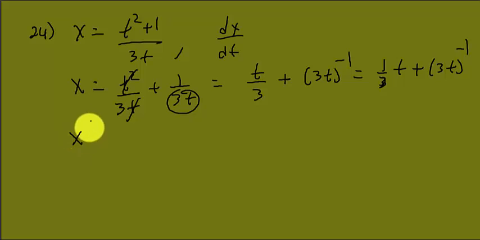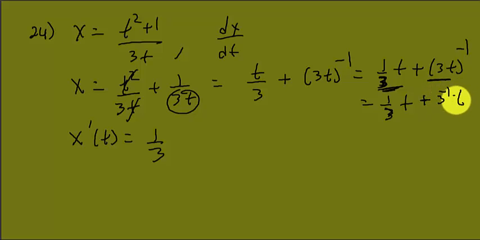Now I can take a derivative of this with respect to t. The derivative of this is just 1/3. And then for the derivative of this, I better do a little bit more simplification first, otherwise I'll have to use chain rule, and you're going to be confused. That's 1/3, 3 to the negative 1, t to the negative 1. So what is 3 to the negative 1? That's really 1/3.